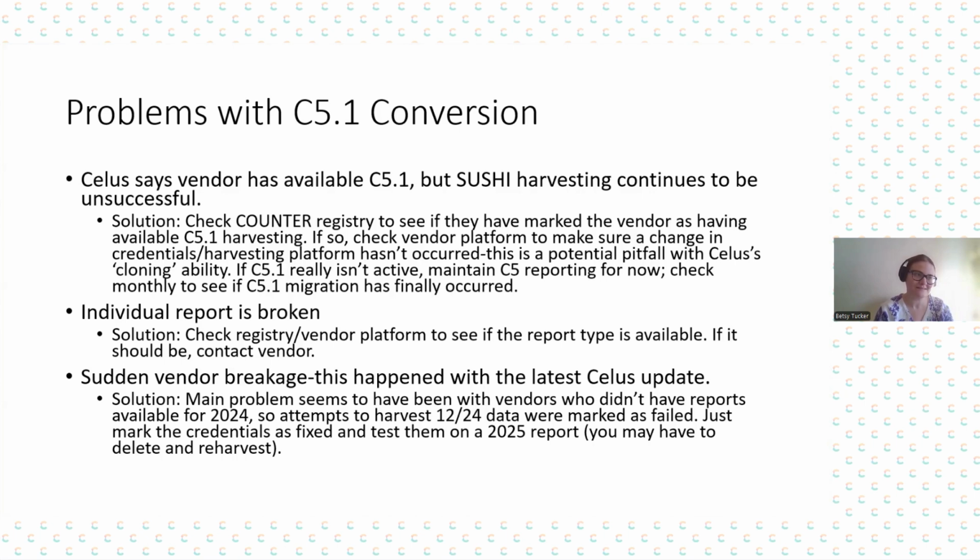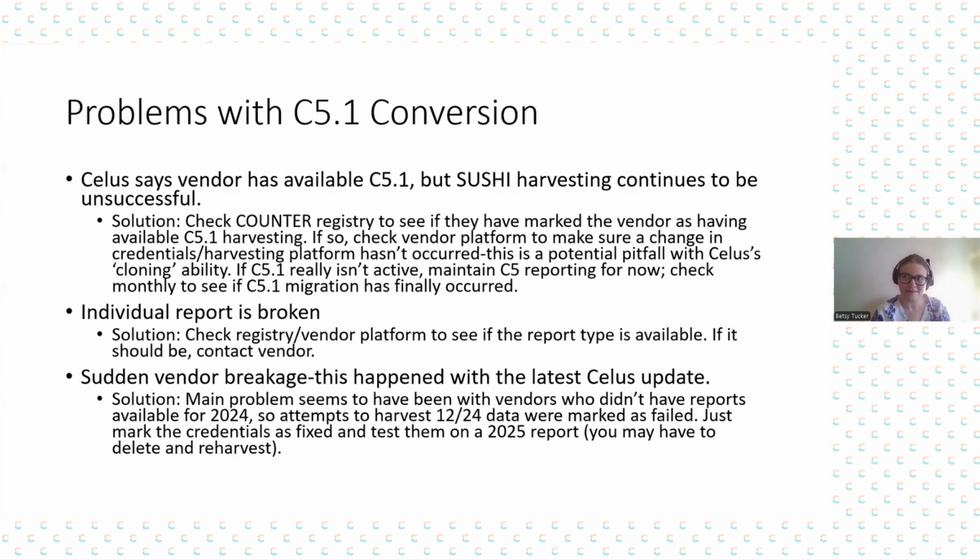I know CELUS theoretically works off the registry's metadata, but every once in a while there is some sort of miscommunication there. If the registry says it should have 5.1, I check the vendor platform to make sure that there hasn't been a change in credentials or the harvesting platform. Like with Athena's Emerald example, there were a few vendors who took this opportunity to convert which platform they were using to harvest sushi, to harvest Counter data.